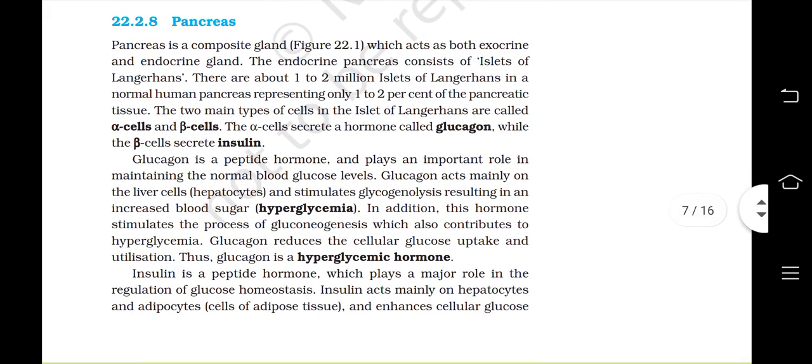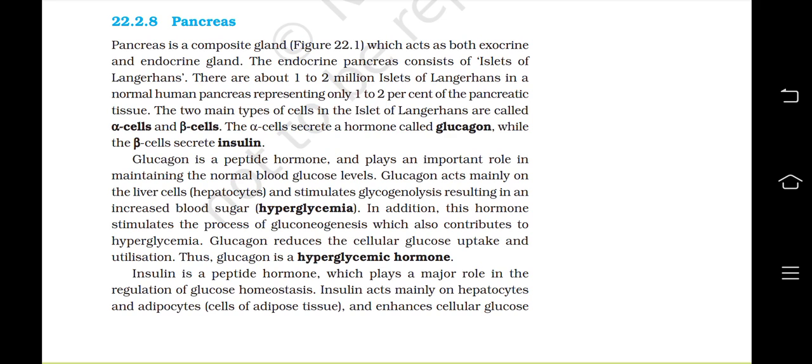Pancreas. Pancreas is a composite gland which acts as both exocrine and endocrine gland. The endocrine pancreas consists of islets of Langerhans. There are about 1 to 2 million islets of Langerhans in a normal human pancreas, representing only 1 to 2% of the pancreatic tissue. The two main types of cells in the islets of Langerhans are called alpha cells and beta cells. The alpha cells secrete a hormone called glucagon, while beta cells secrete insulin.